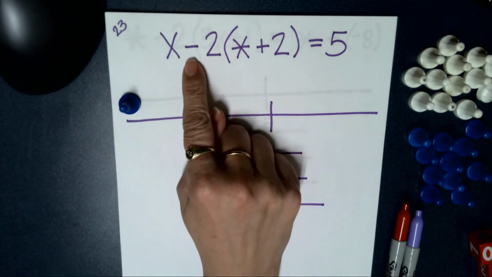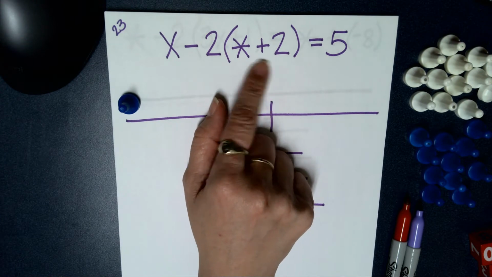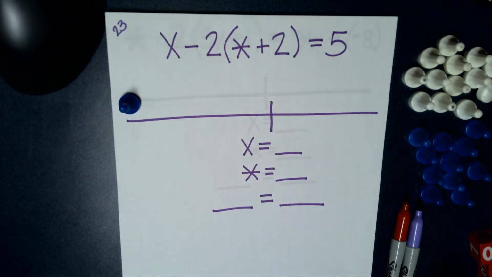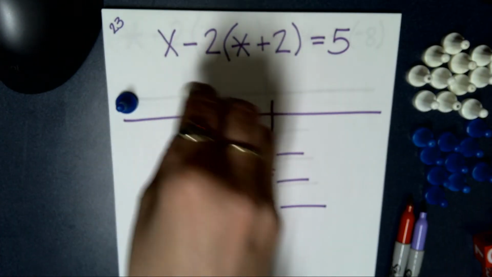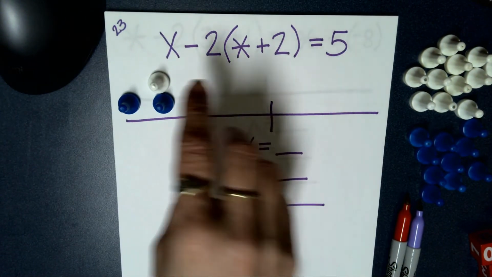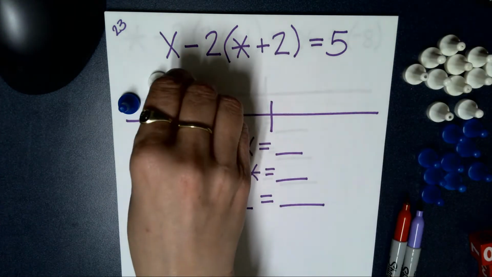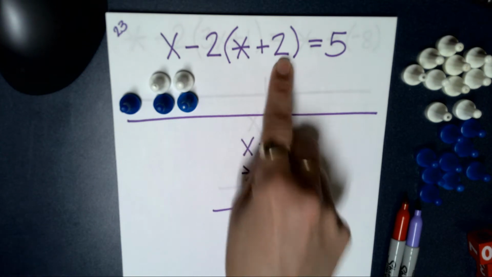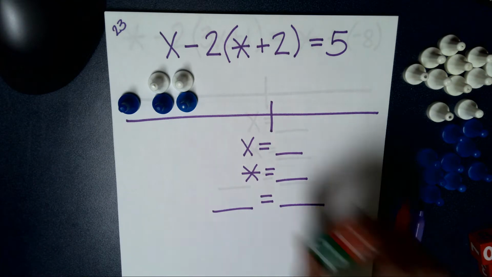Then it tells us to remove two sets of star plus 2. Well, we don't have two sets of star plus 2, but we can make two sets of star plus 2. We need to remove two stars, so we have to have two zero pairs. And then we need to remove two 2's, which means we need another set of zero pairs.